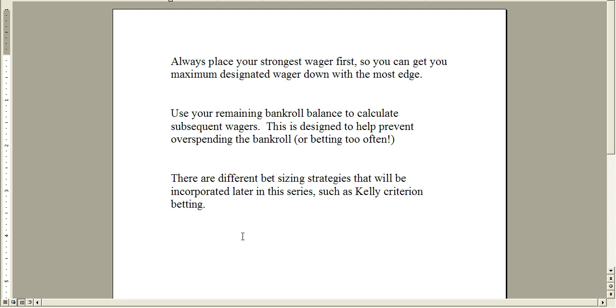Now, as we go along in this series, we're going to talk about bet sizing and varying your bet, and there will be different bet sizing strategies that will be incorporated later, such as Kelly criterion betting. But for now, just simple: 30 bets in your bankroll, 1 bet, divide your bankroll by 30, and that's the size of your bet every day. That should keep you going, even if you go on a big losing streak. I've lost 10 in a row before. It'll keep you in the game. You'll just be betting less.